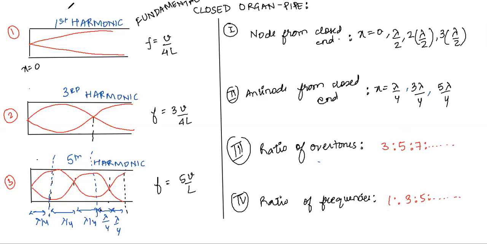So I'll write it for the convenience of everyone. This first harmonic was actually the fundamental mode. Whenever we are talking about any kind of instrument of vibration, the first one will always be the fundamental mode. The next one will always be called the first overtone. What about the third one or the next one? Second overtone.